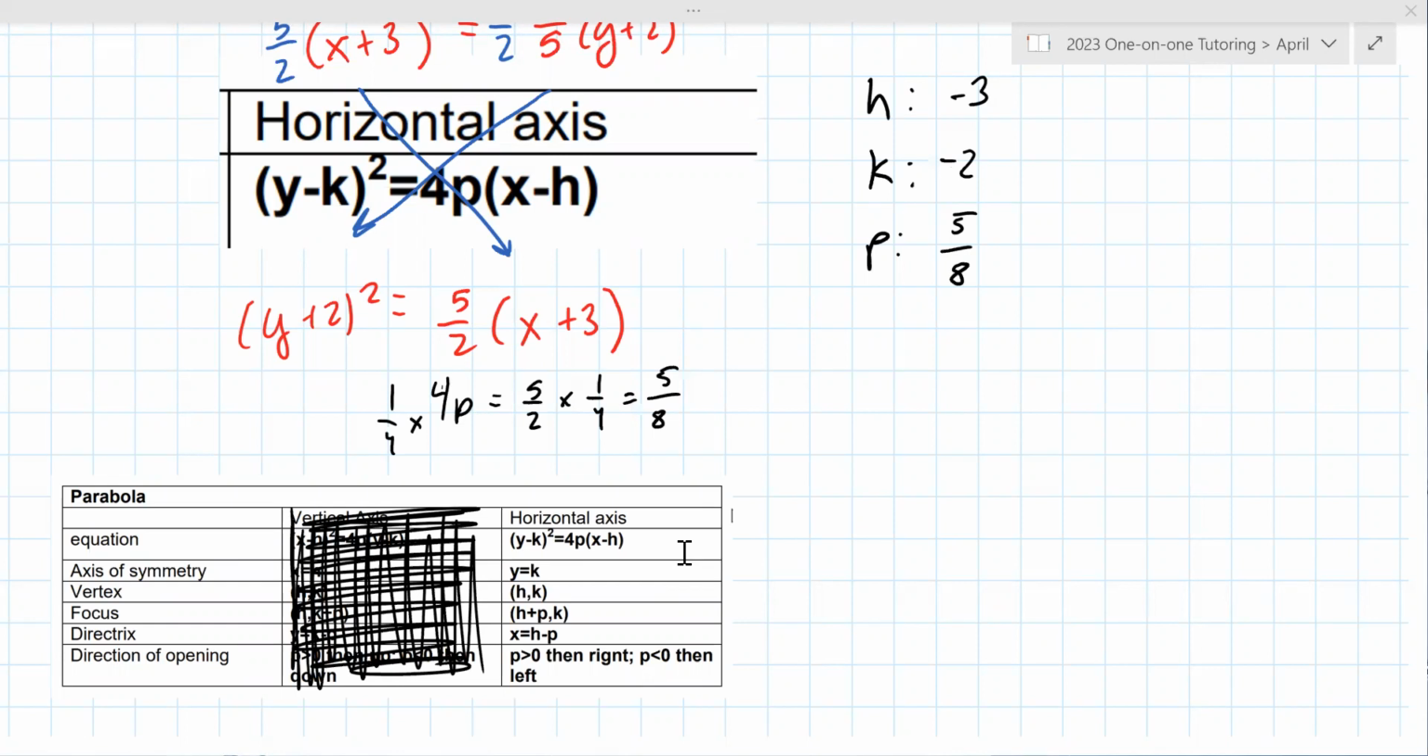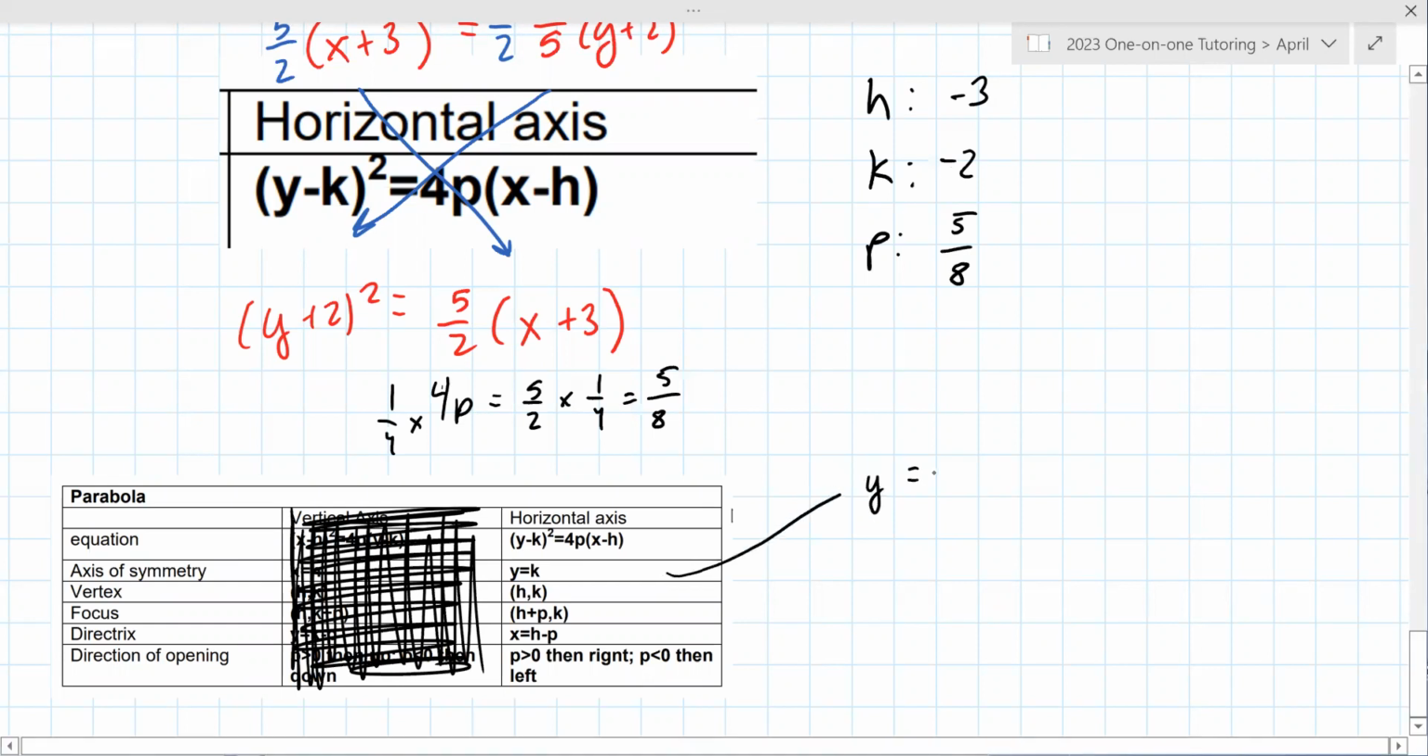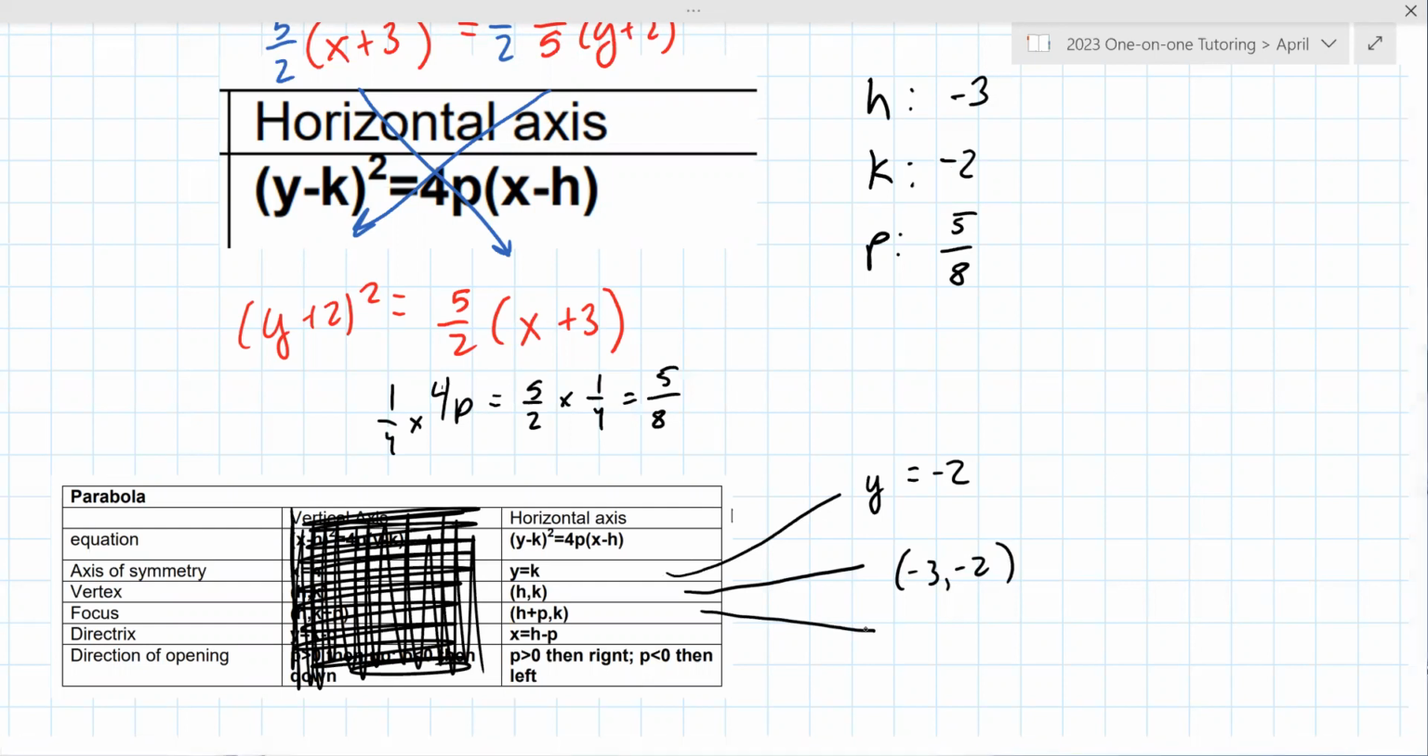Okay, so the axis of symmetry is y equals -2. Okay, vertex. The vertex is -3 and then -2. Good. How about the focus? Is the focus -2, 3 over 8, and then -2?